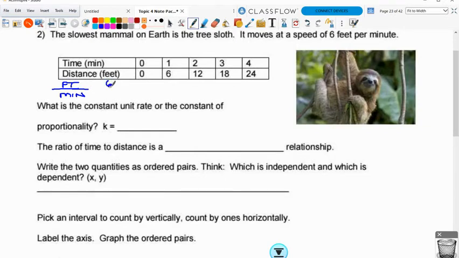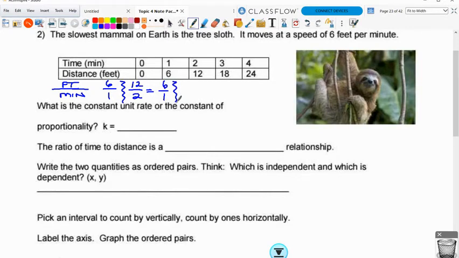So I'm going to put 6 over 1, and that's already a unit rate. So I'm going to move on to my next set of data. The sloth can go 12 feet in 2 minutes. Simplify down to a unit rate. Divide each of those numbers by 2. You get 6 over 1.